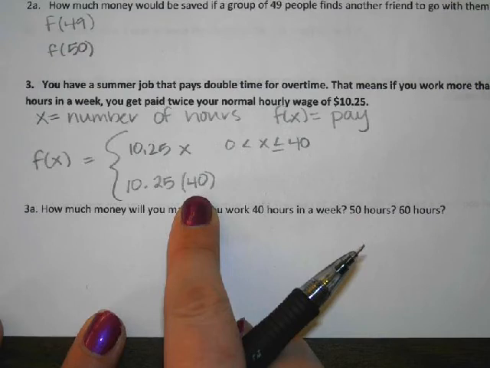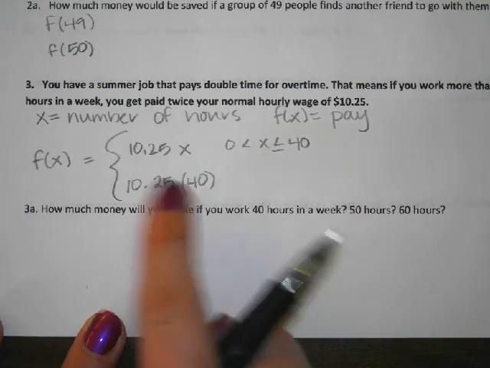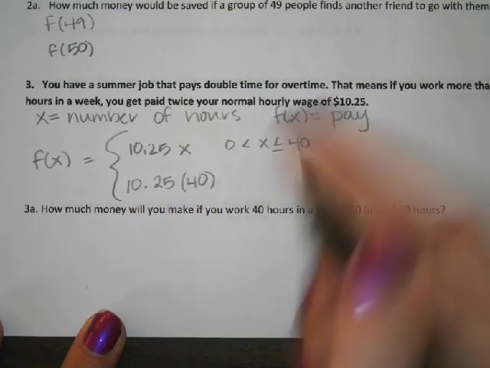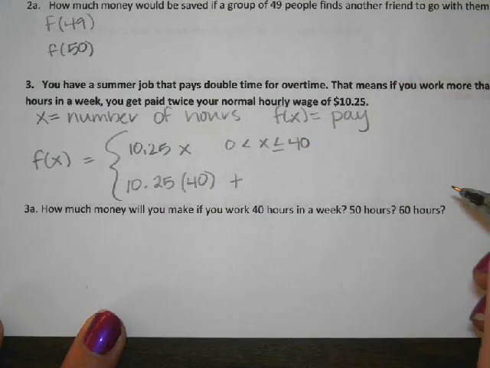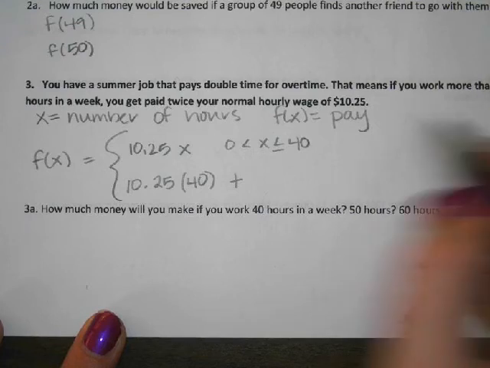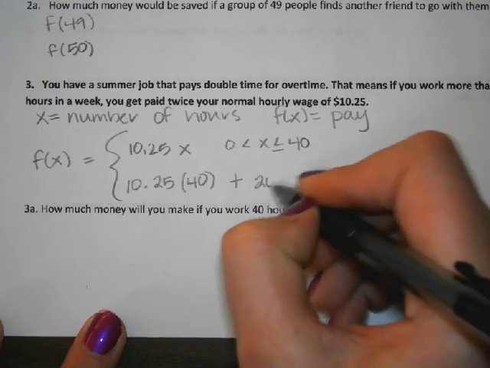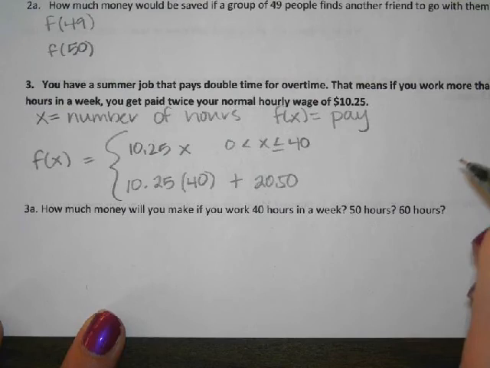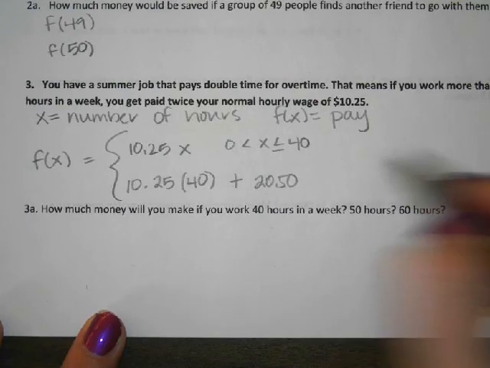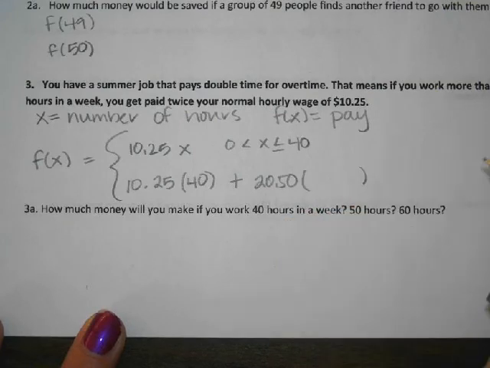So I've got my normal rate for 40 hours, and then I'm going to add to that. Now when I make double, how much do I get? $20.50, but only for the hours that I work that are above 40. So what do I put in the parentheses?